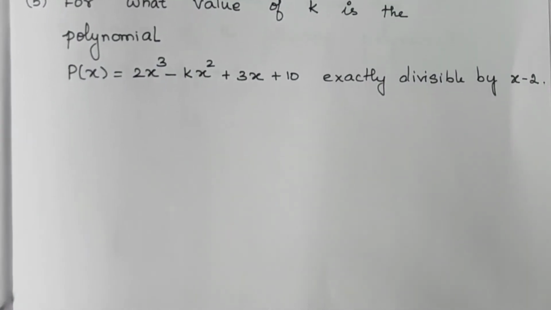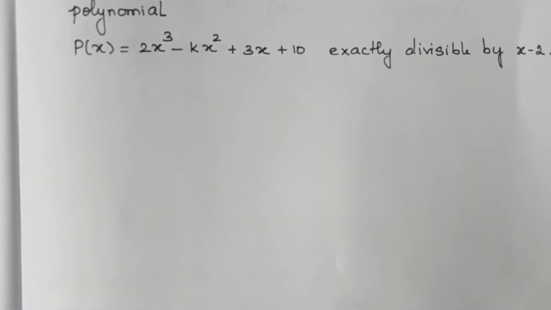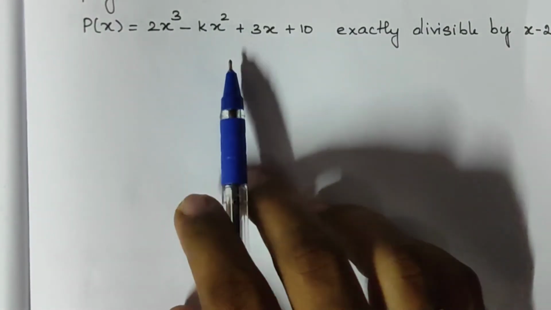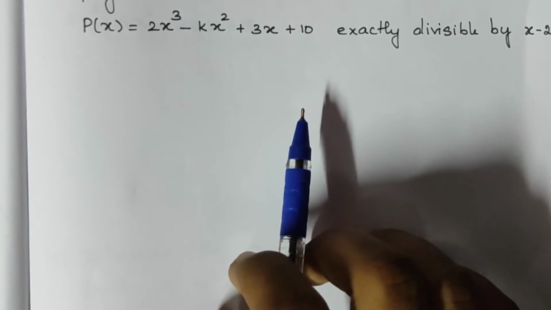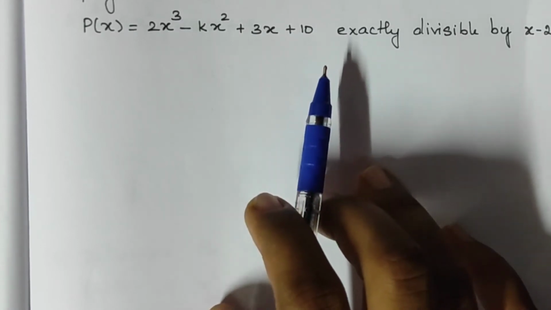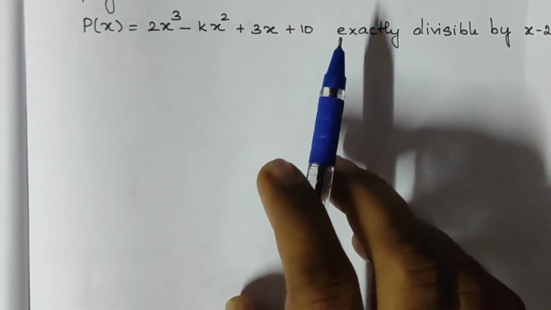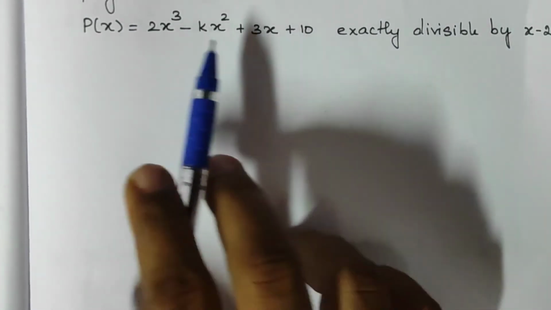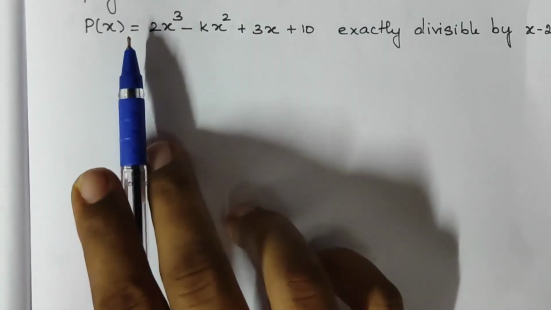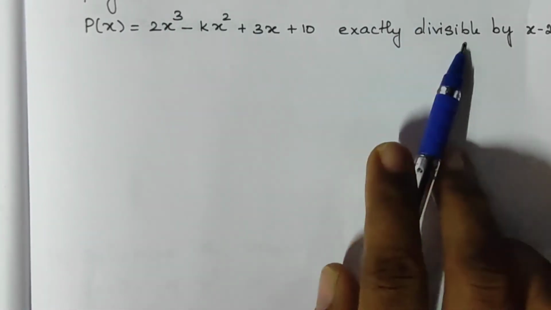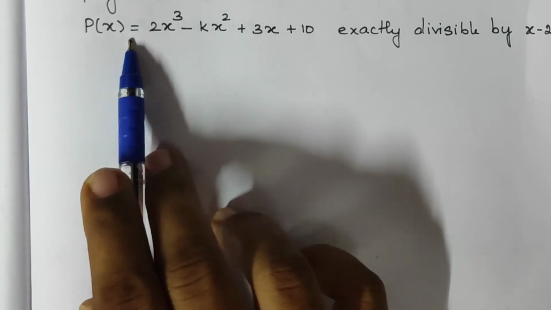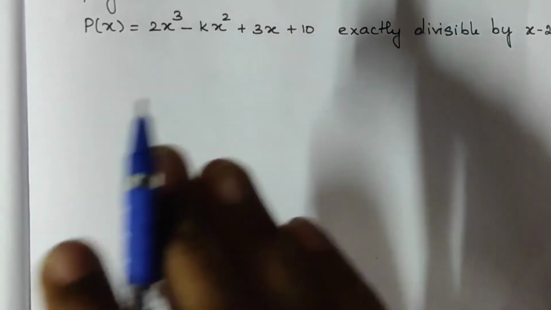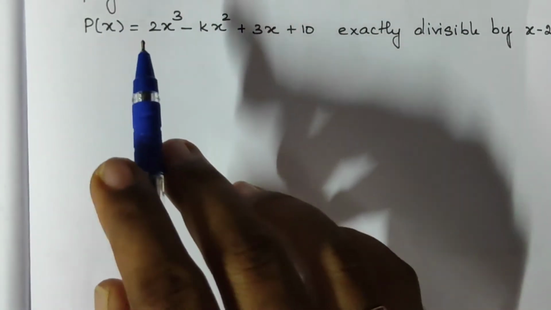Fifth problem. For what value of k is the polynomial p of x is equal to 2x cube minus kx square plus 3x plus 10 exactly divisible by x minus 2? So substitute x minus 2 is equal to 0. You will get x is equal to 2. That number you substitute in this polynomial. It is said that it is exactly divisible. So this polynomial will be equal to 0. Since it is dividing exactly, there is no remainder, therefore p of x is equal to 0 only.